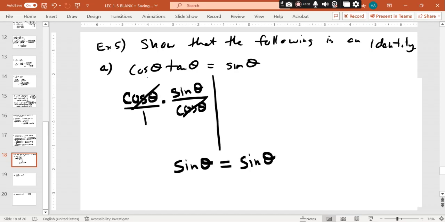Looks simple enough. We'll get to more complicated ones, but at least for starters, there it is. I have just proven that cosine times tangent is the same thing as sine theta, because by simplifying it, both sides turned out to be the same thing.